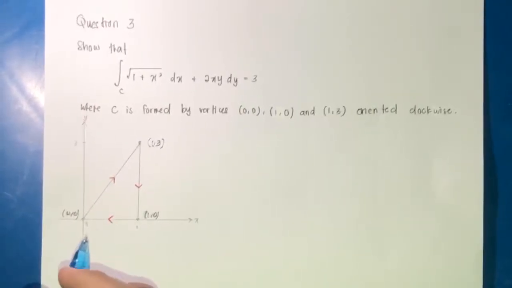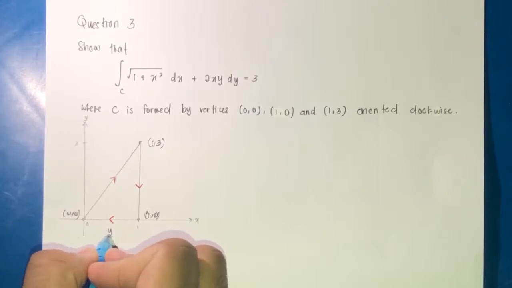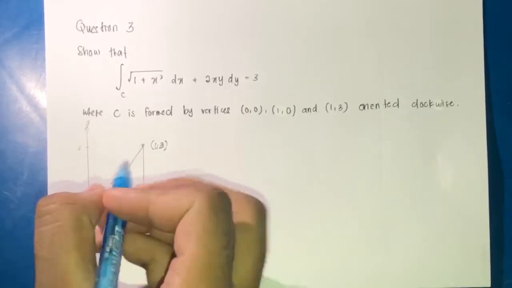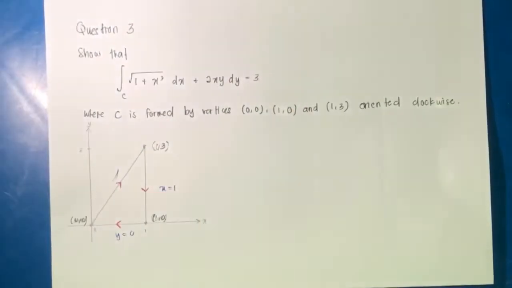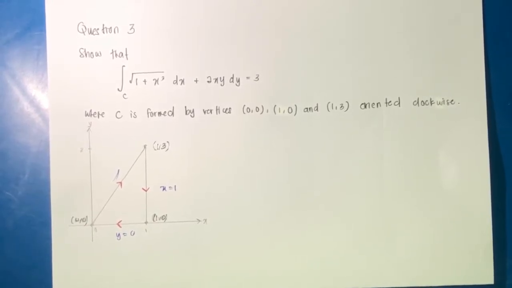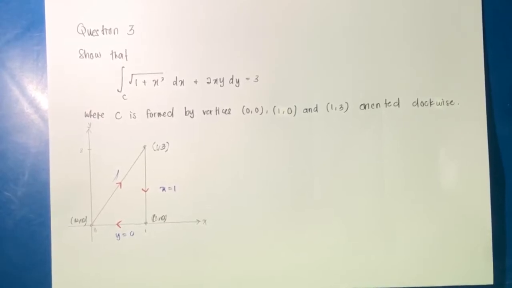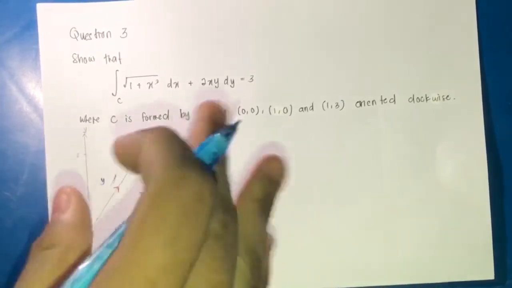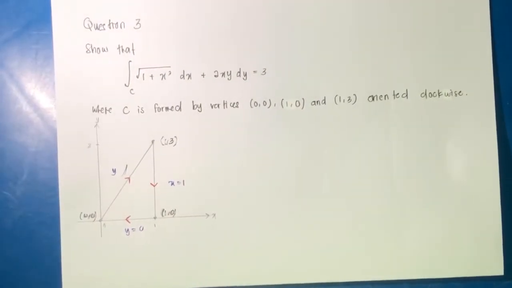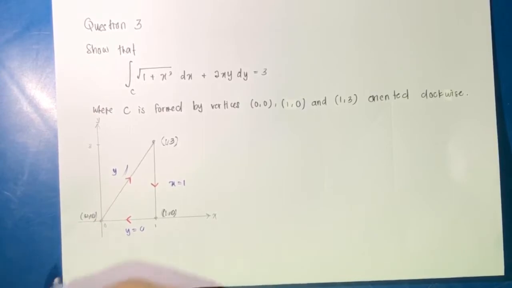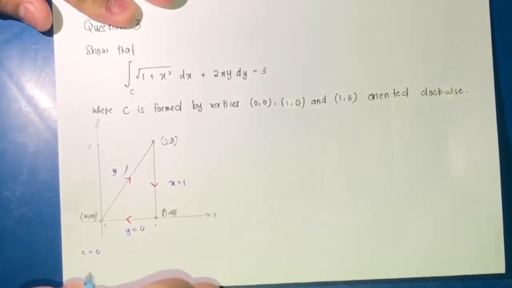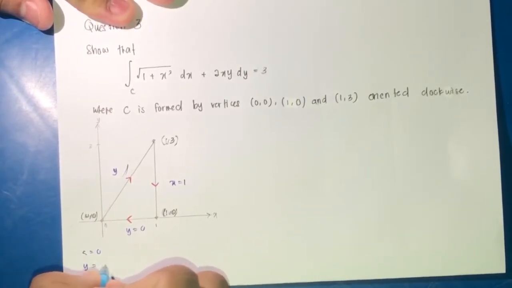Now we know that here y is equal to 0, and here x is equal to 1, and this one we don't know, since this question didn't give us any limit, so we need to find our own limit for this Green's theorem. By doing that, we can find y here by using the gradient equation, where we know that c is 0. So we can find it using y equals mx plus c.